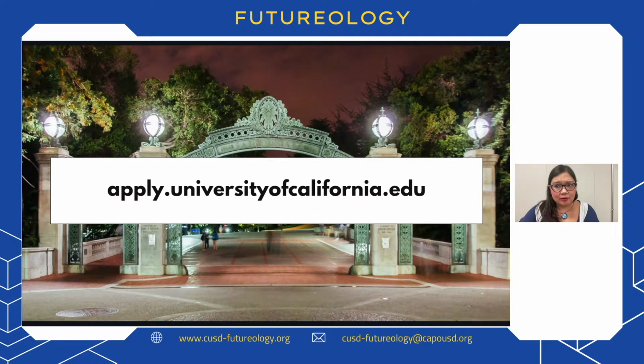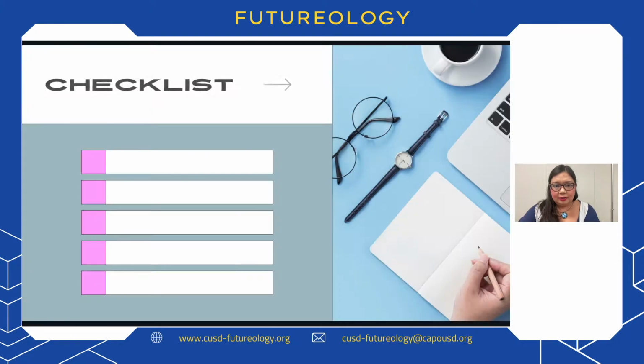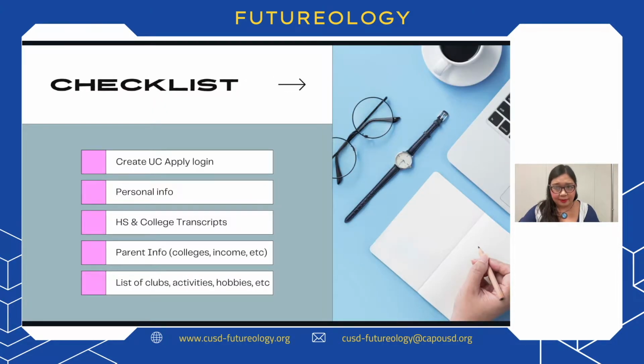All right, so the important website to bookmark and to keep in mind is apply.universityofcalifornia.edu. This is where you will find the UC application. And before we get started with the UC application, there are a few things we just want to take care of.